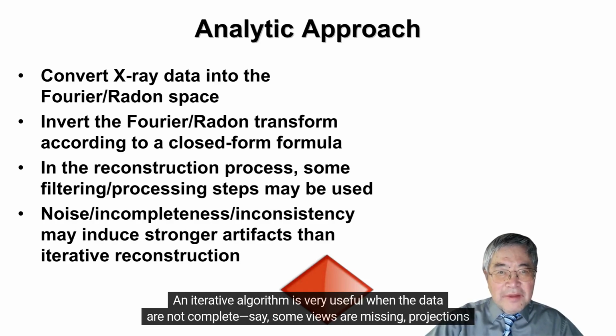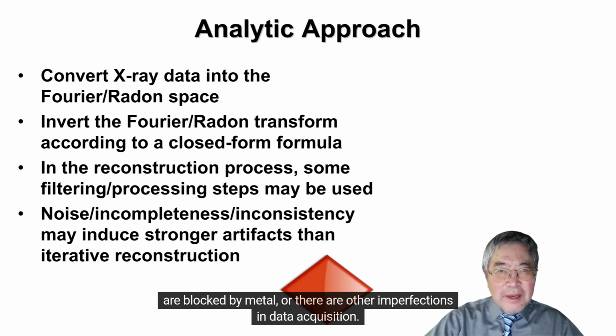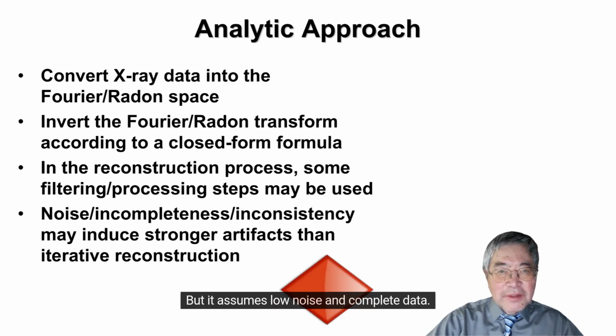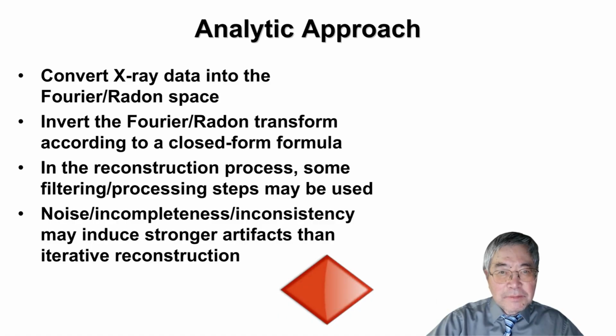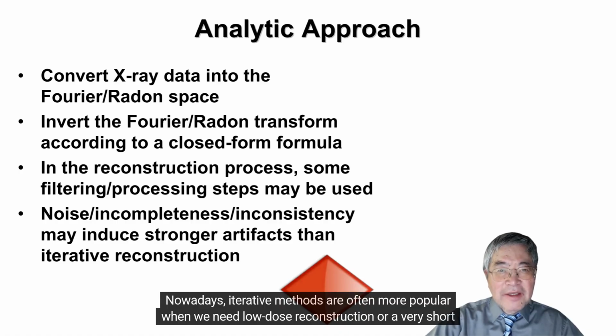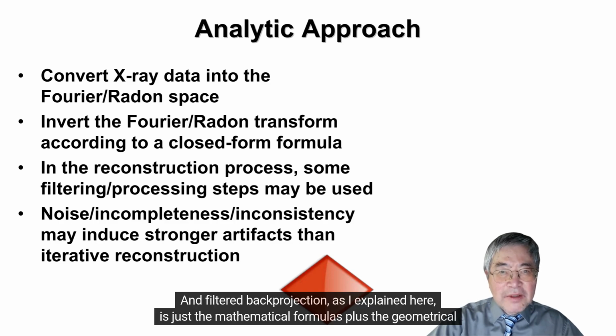An iterative algorithm is very useful when the data are not complete, say some views are missing, projections are blocked by metal, or there are other imperfections in data acquisition. Analytic pros: you don't need an iterative process, you have a formula, that's nice, but it assumes low noise and complete data. So the two approaches, iterative and analytic, have their strengths and weaknesses. Nowadays, iterative methods are often more popular when we need low-dose reconstruction or a very short acquisition time. And filtered back projection, as I explained here, is just the mathematical formulas plus the geometrical pictures I mentioned.